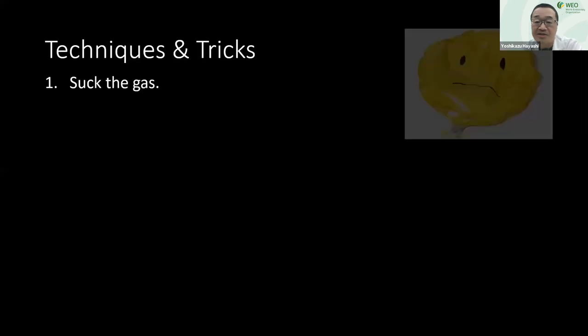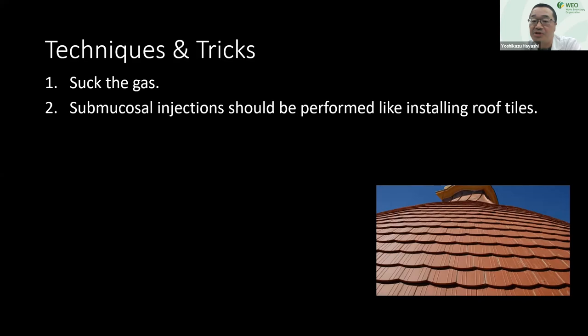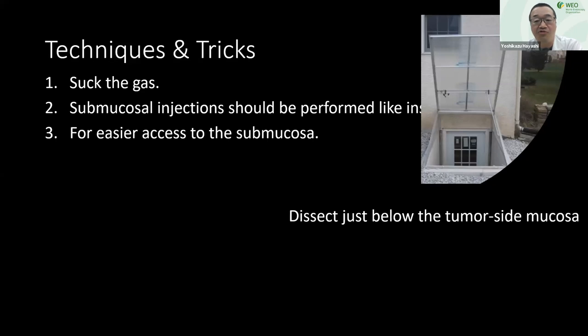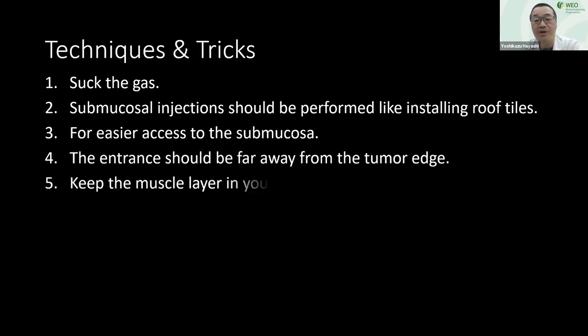So that about covers it. Let's review today's items. To make ESD easier, submucosal injections should be done like arranging roof tiles. Don't inject into the muscle layer. To make the entrance easier, please dissect just below the tumor side mucosa. The entrance should be far away from the tumor.